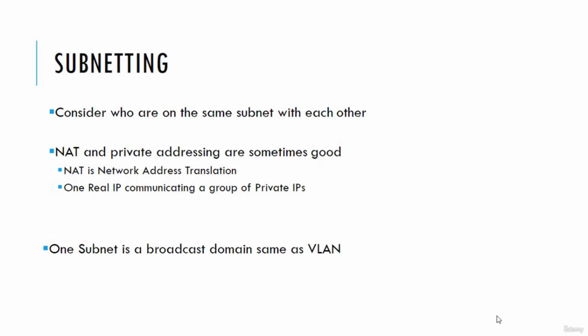Consider NAT, network address translation, and using private addressing. Remember that each IP address starting with the number 10, for example, is a private IP address. It cannot be published to the internet with its value. It needs some form of network address translation that uses one real IP to communicate a group of private IP addresses to the internet. This form of communication using network address translation is more secure than exposing all of the IP addresses of your network to the internet. One subnet is a broadcast domain, the same as a VLAN. Consider this, and consider that the attacker and the victim should not be on the same broadcast domain by any means.